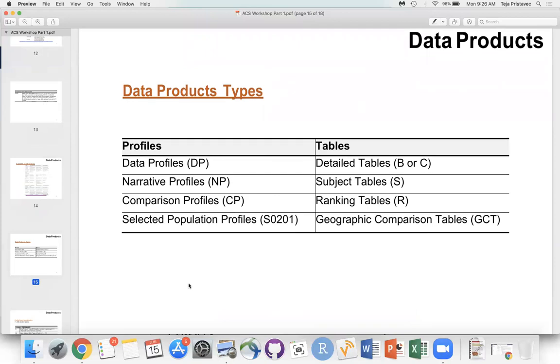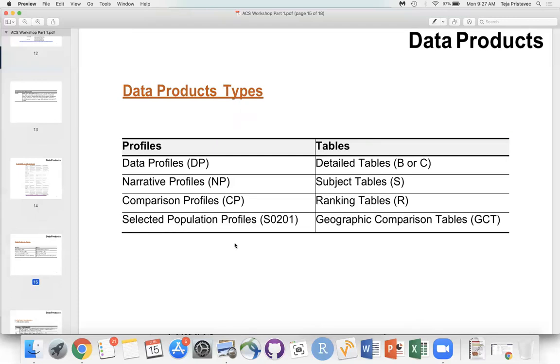Once you start looking at the types of tables, and we'll talk about this a little bit more, ACS and Census provide data in table form. It's not quite the way you would imagine a data set to come to you typically. There are several different data types or products that ACS rolls out. Some of the tables are detailed tables. This is what you would ideally be looking for. There are subject tables, ranking ones, selected population profiles. This will make more sense when you start working with the data, but just so you're aware that there are various different types of tables.